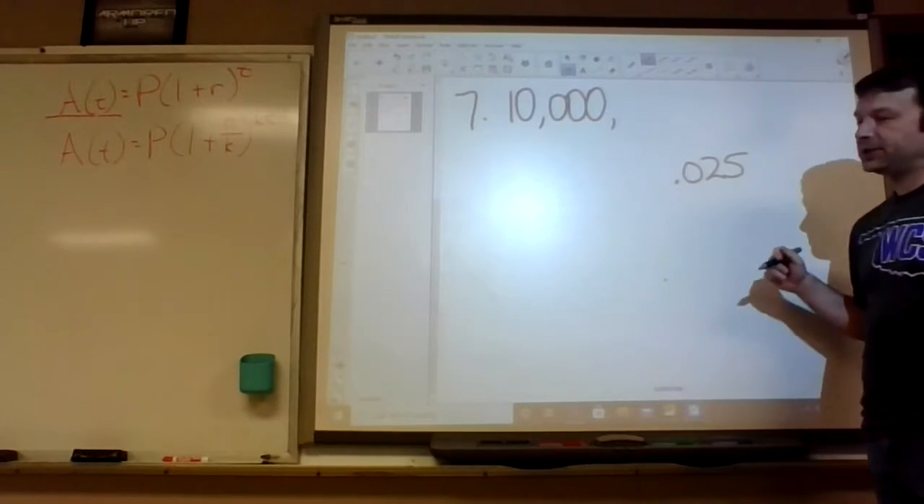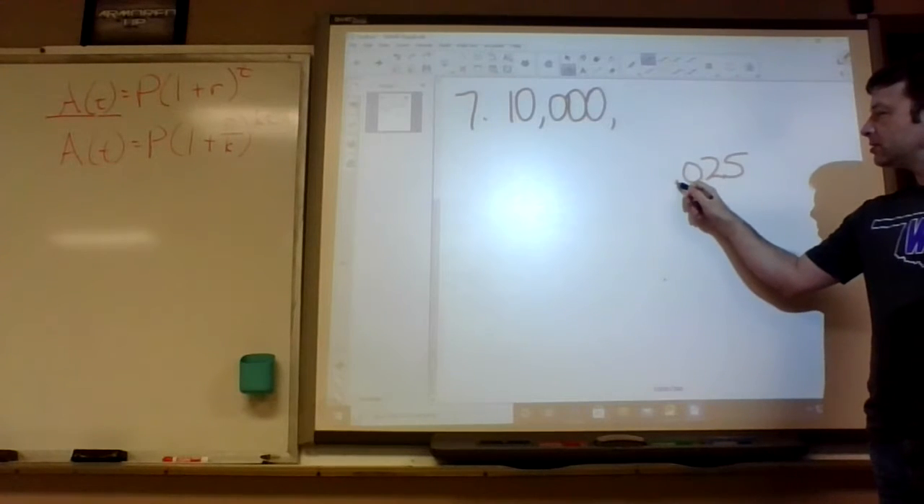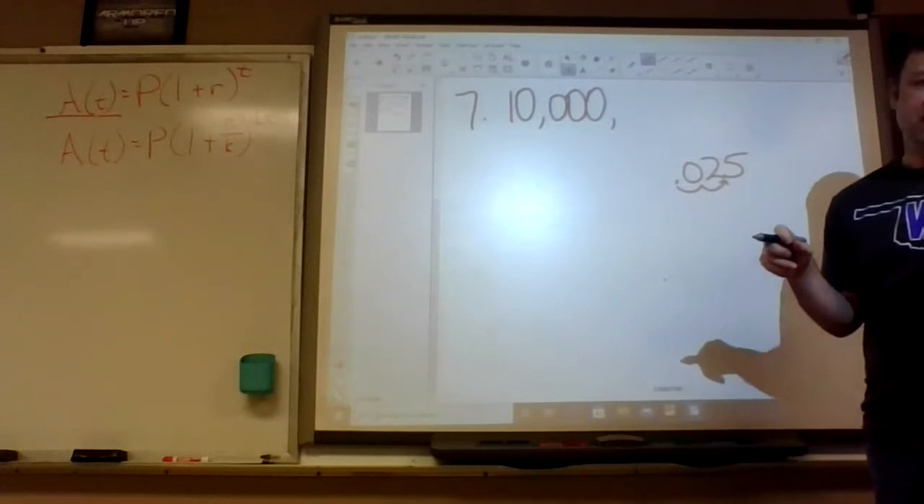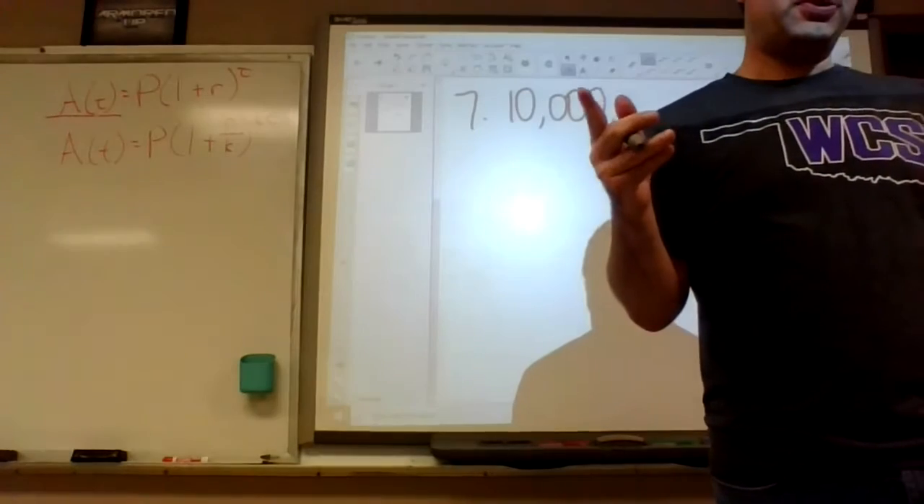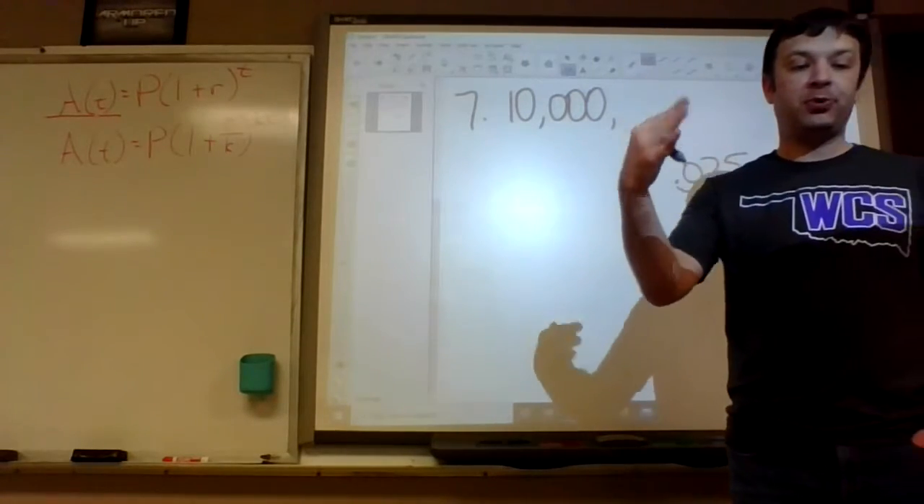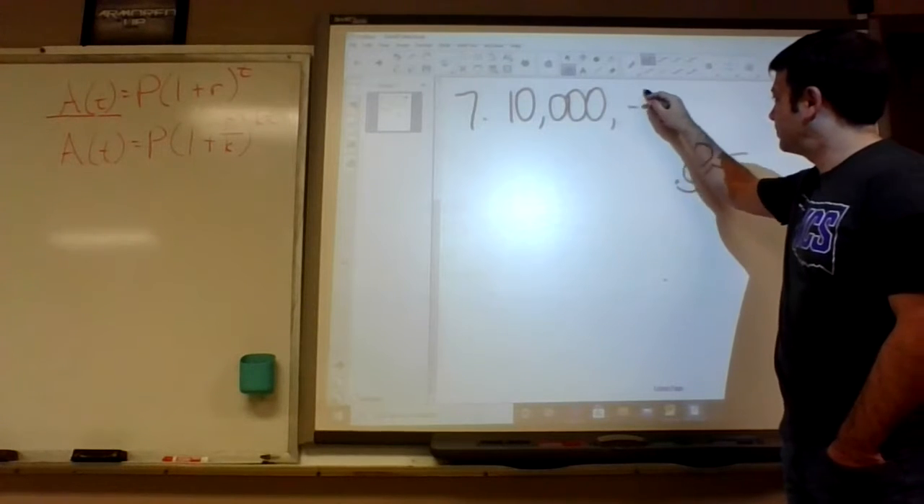Okay, that's how much it's changing by, but we need to change that to a percent. So move the decimal back. It's 2.5%. Move it over twice, 2.5%. And is it going up 2.5% or down 2.5%? Going down. It went from 1 to 0.975, so that's going down. So it's negative 2.5%.